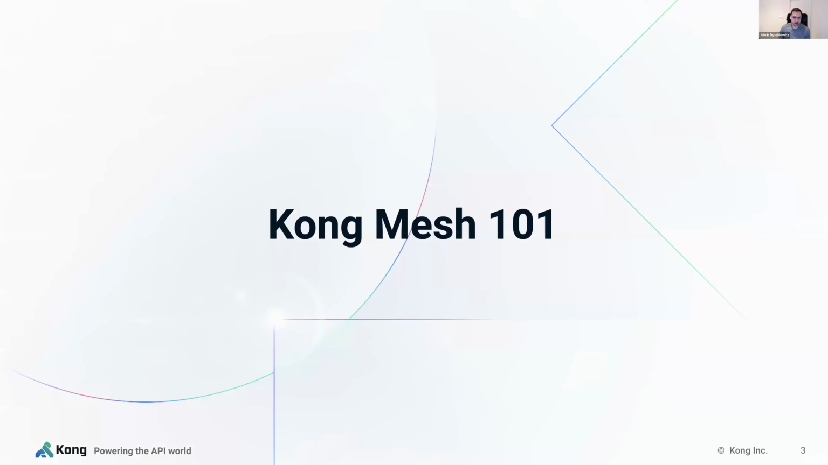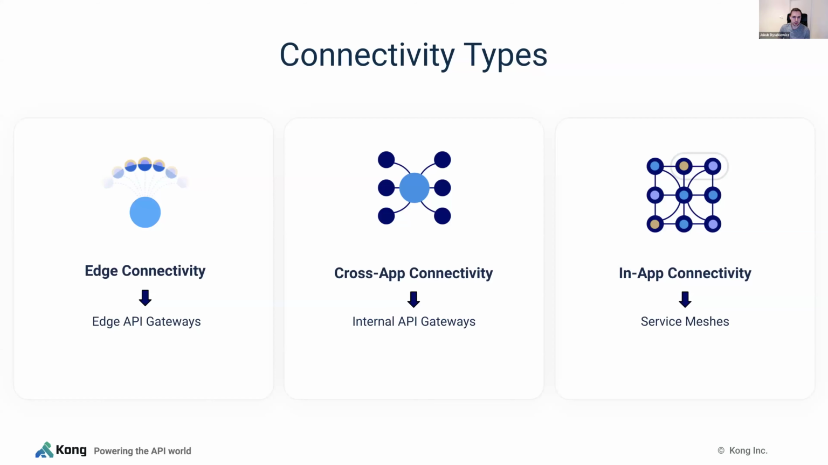So let's start. Kong Mesh 101. With the usual microservices environment, you have different connectivity types in your organization, right? So you have multiple microservices, and then you want to expose this to the external users, right? So for the edge connectivity, you use edge API gateways.